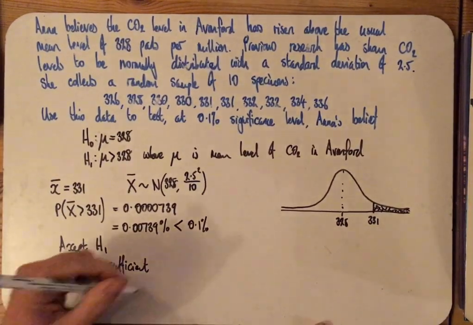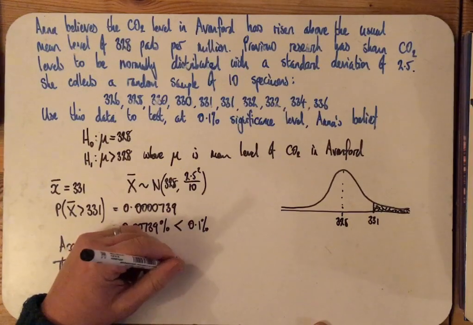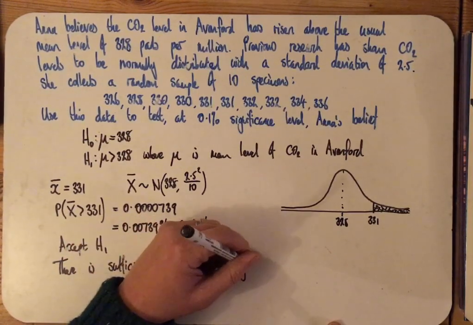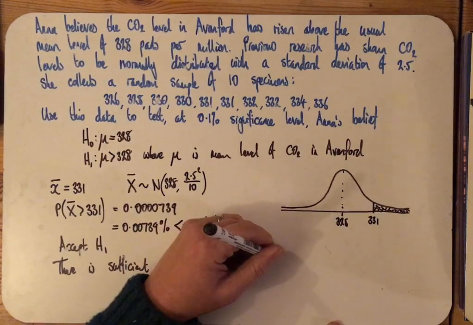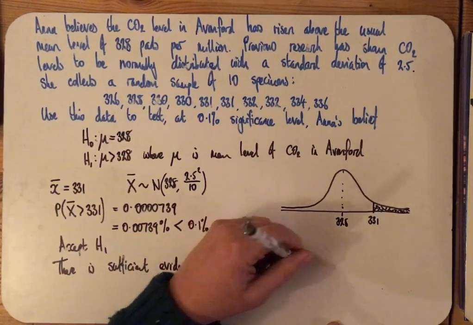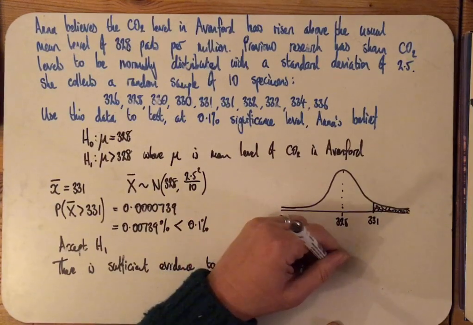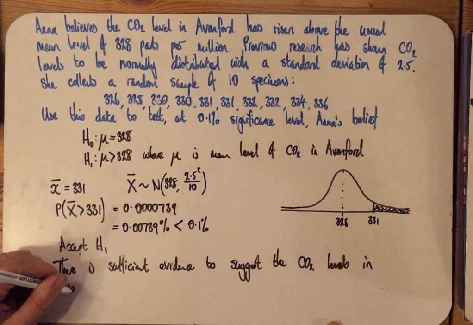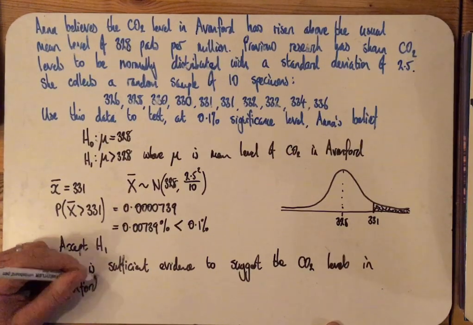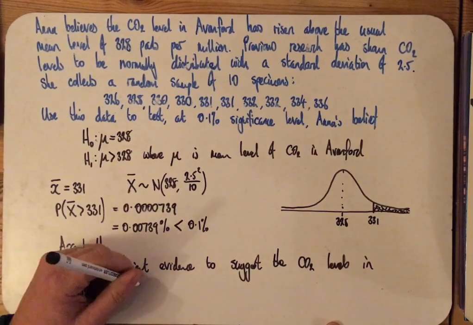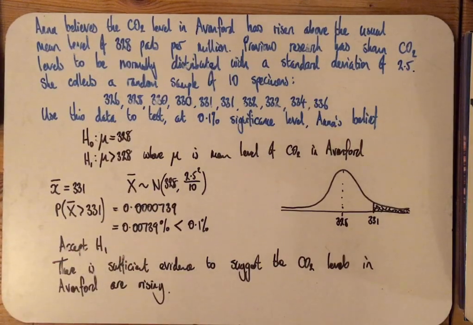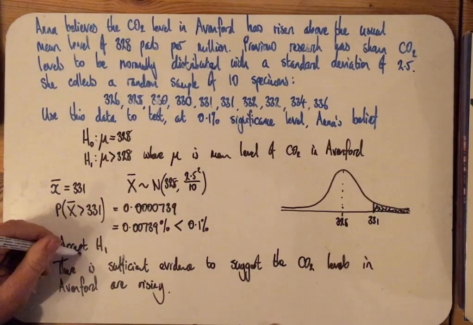So there is sufficient evidence to suggest the carbon dioxide levels in Avonford are rising. So I'll do another example on a lower tail, and we'll look at when you would accept the null rather than the alternative, just to kind of clear that up.